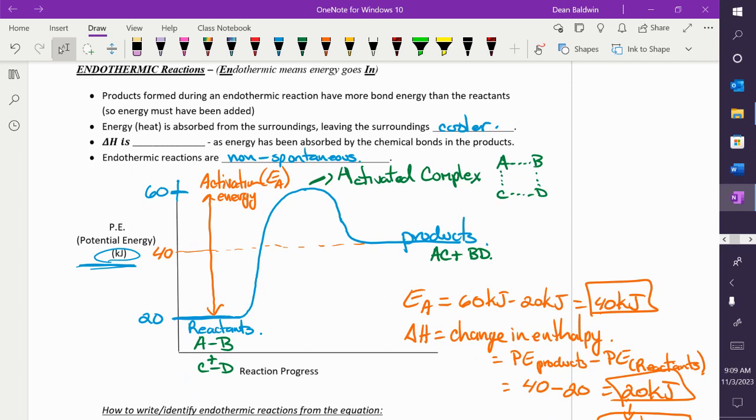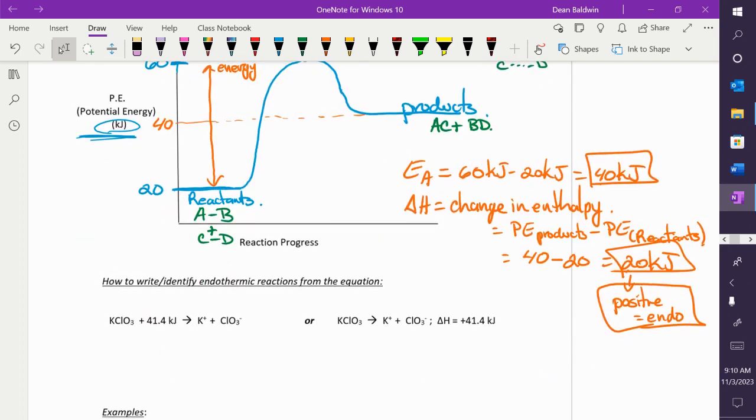Now, how far down that goes depends on how stable the products are and if you're having an endo or an exothermic reaction. Because this finished at a higher spot than the reactants, this is an endothermic reaction. We call the overall change in energy delta H, enthalpy. It is the potential energy of the products minus the potential energy of the reactants. So 40 minus 20 in this case gives you 20 kilojoules.